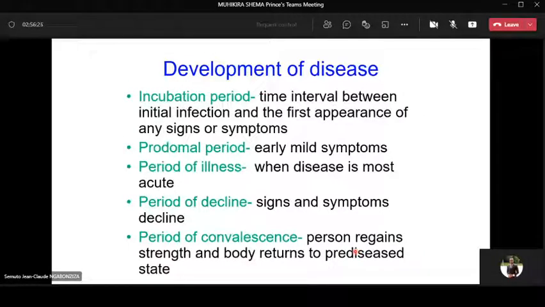And the development of disease: there is the incubation period, the time interval between initial infection and the first appearance of any symptoms or signs. Then the prodromal period, the early disease where the symptoms are just mild. There is a period of illness when disease is most acute, so the patient is in a difficult condition. Then a period of decline, where signs and symptoms decline, and a period of convalescence, where the person regains strength and the body returns to the pre-disease state, so it is just recovery.